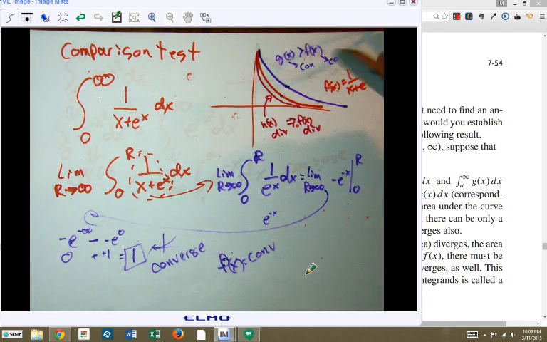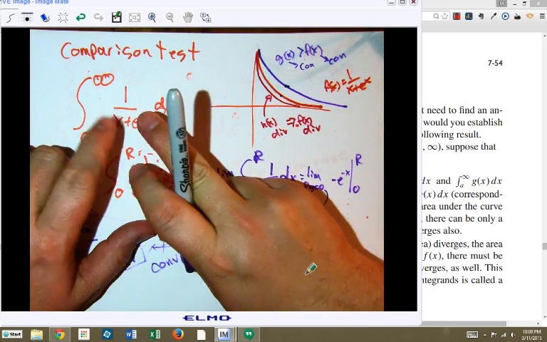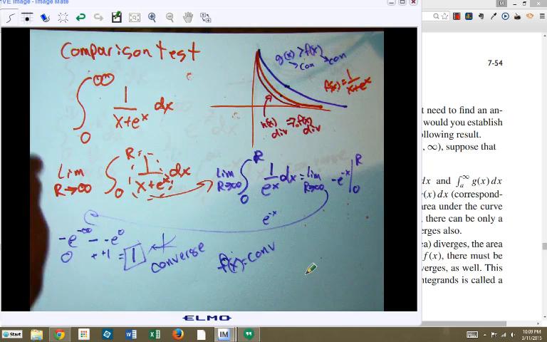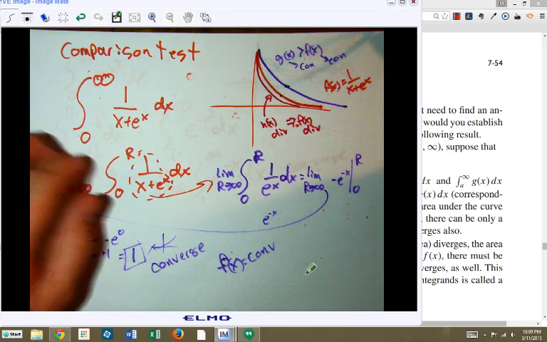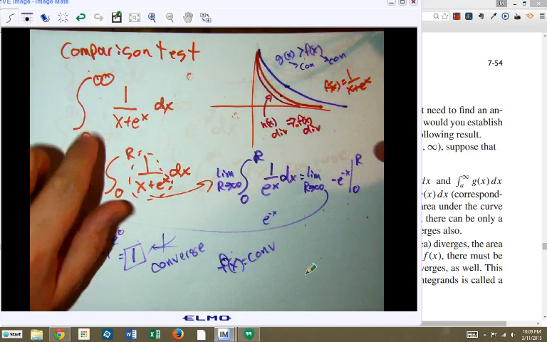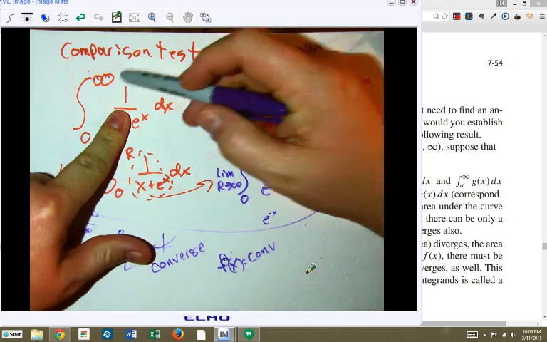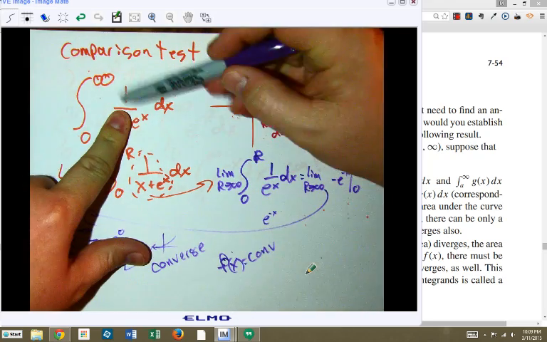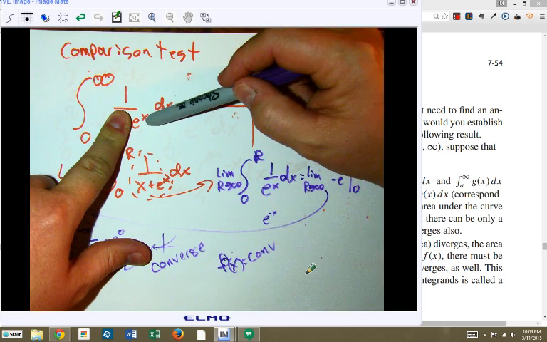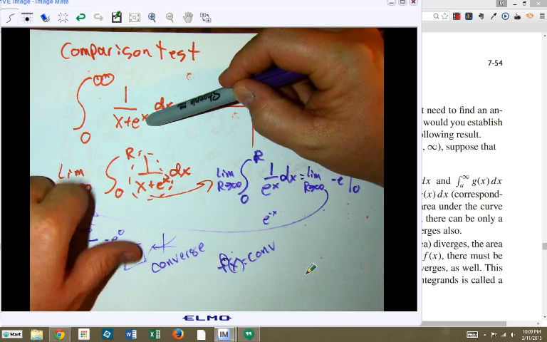Now, in our case, what we're looking for is I think what's probably going to converge looking at the shape of the graph. So what I need to do is pick another function that is similar to this, but bigger. Well, if you take something and divide by something smaller, the number stays bigger. So for example, 1/2 is bigger than 1/3. So if I take 1 over e to the x, that's dividing by something smaller than if I divide by e to the x plus something else.